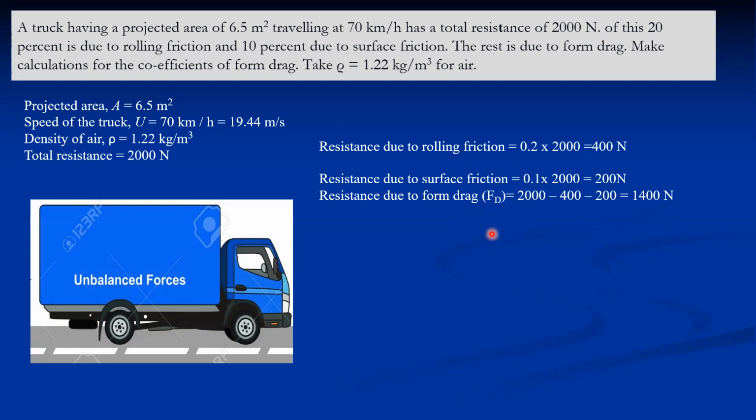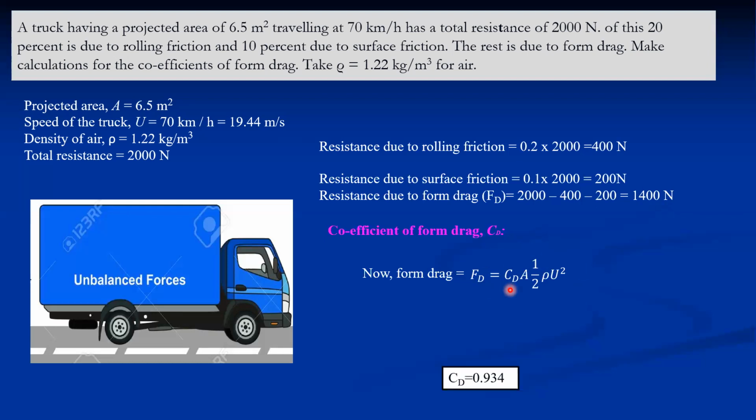Form drag is FD. So we have FD equal to CD A 1/2 rho U square. We have to calculate the coefficient of form drag. We know FD, we know the projected area, that is 6.5 meters square, then the density of air 1.22 and the velocity 19.44. So the only unknown in this equation is CD. By putting in all the values, we can obtain the value of CD. CD has no unit, and it comes around 0.934. So this is the first example.